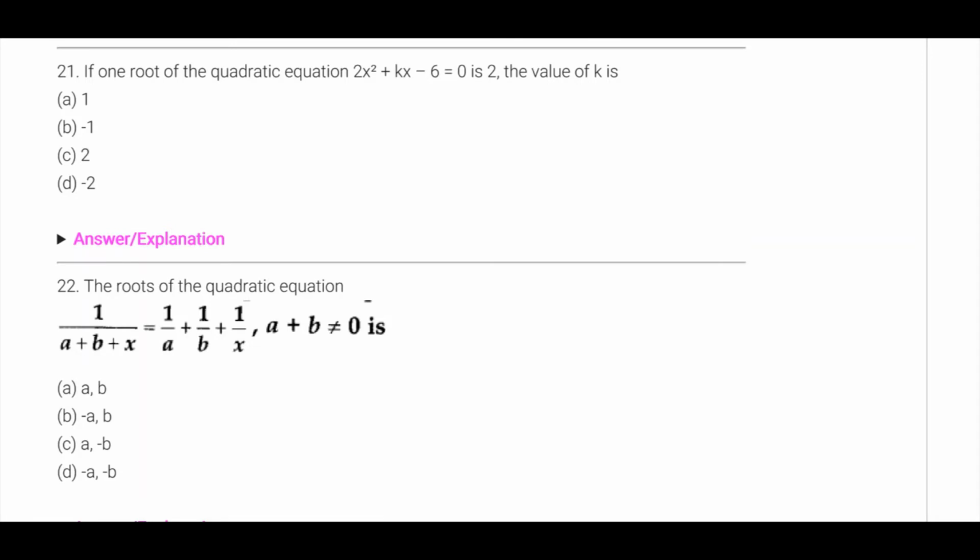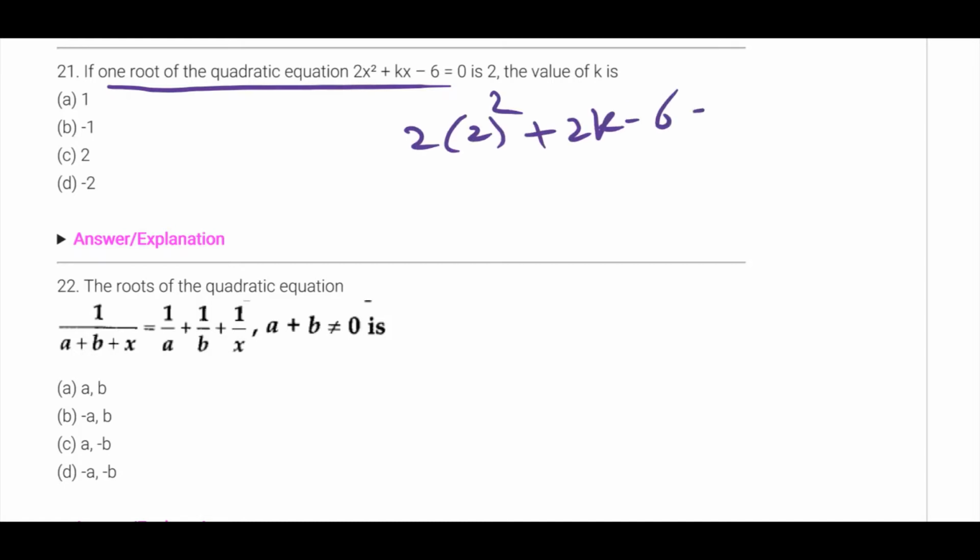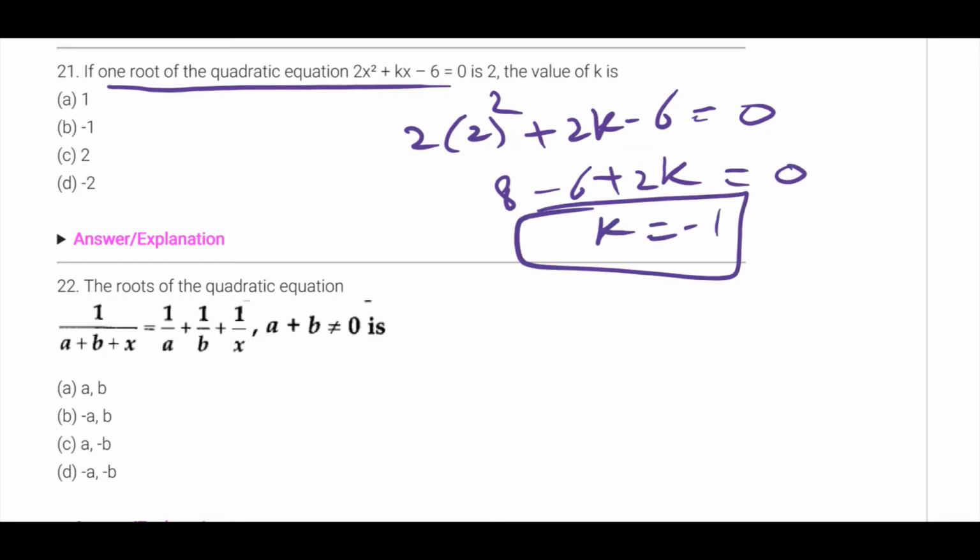Question number 21. If one root of the quadratic equation is 2, the value of k is. So one root of the quadratic equation is 2, and the value of k we need to find. So it is 2 into 2 square plus 2k minus 6 equals to 0. This is 8 minus 6 plus 2k equals to 0. K equals to minus 1. Option B.